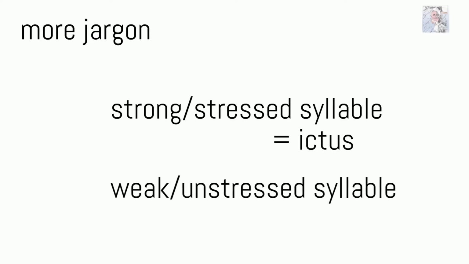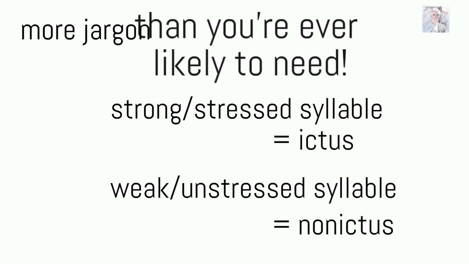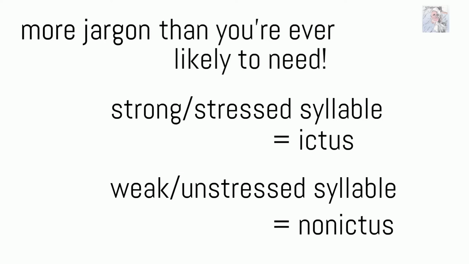If you want to sound even smarter, you can call a stressed syllable an ictus, and an unstressed one a nonictus. But that's probably more jargon than you'll ever need. For most purposes, you can just stick with strong or stressed syllables and weak or unstressed syllables. But at least if people start rabbiting on about ictus and non-ictus, now you know what they mean.